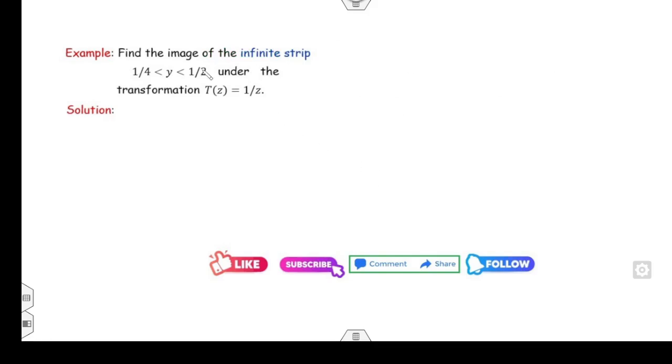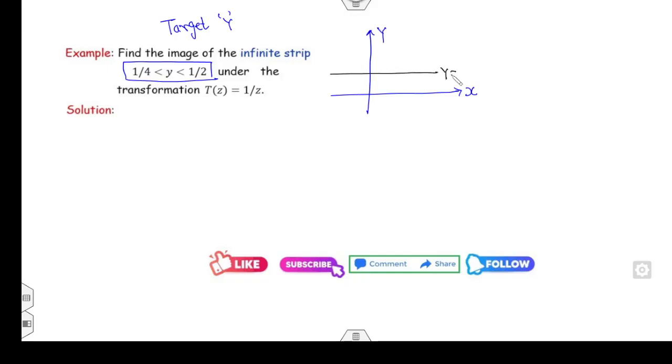Look at another one. Again, you have the value of y. So your target is to find the value of y. If you draw the graph first, look at that, y is equal to 1 over 4. This is y equal to 1 over 4, and this is y equal to half. Your target is to find the region in between them.